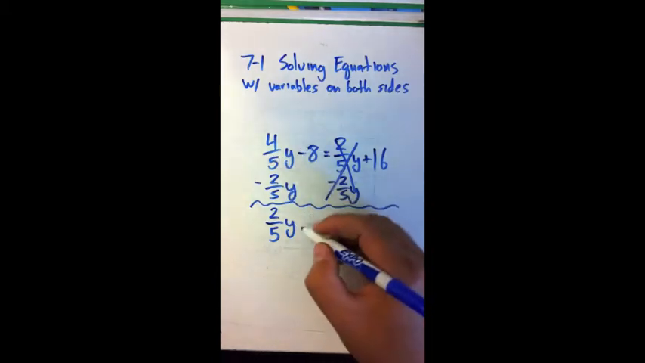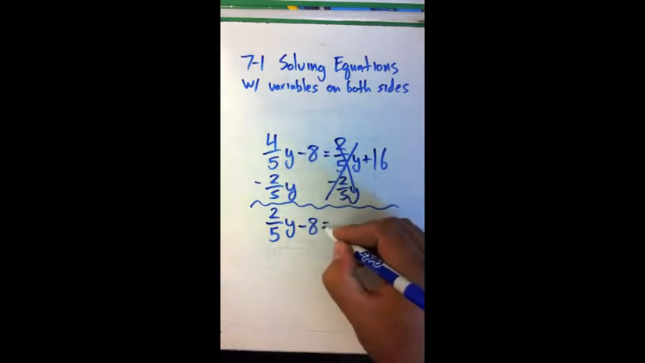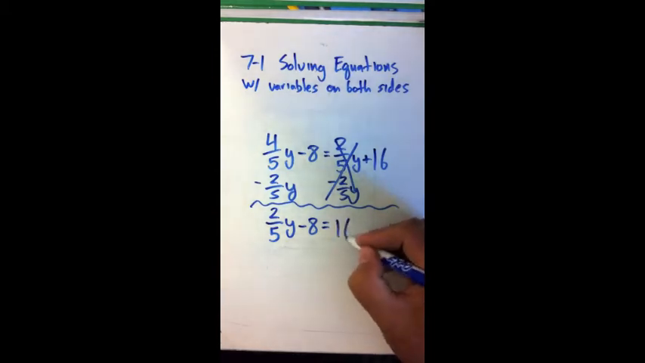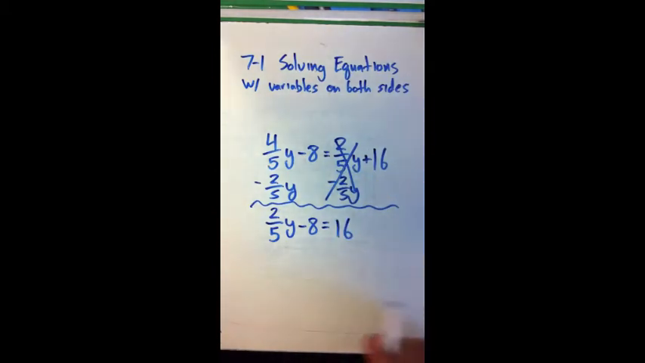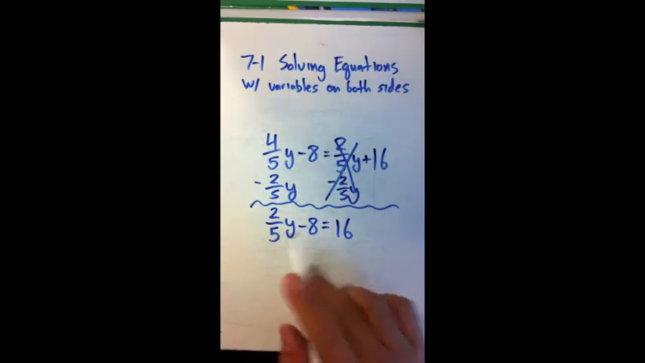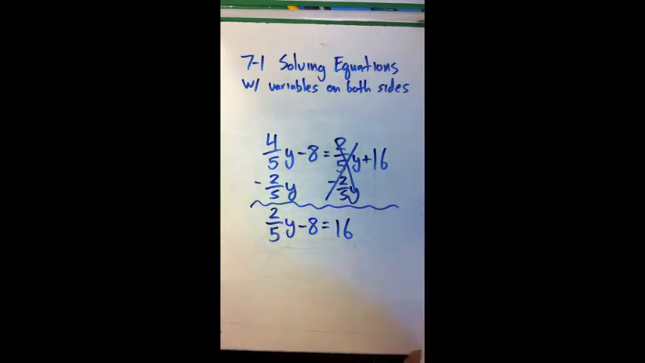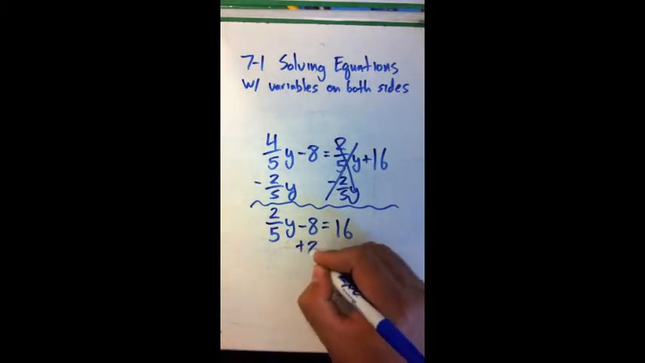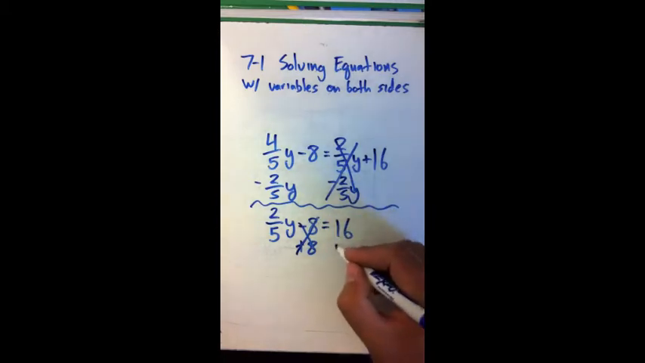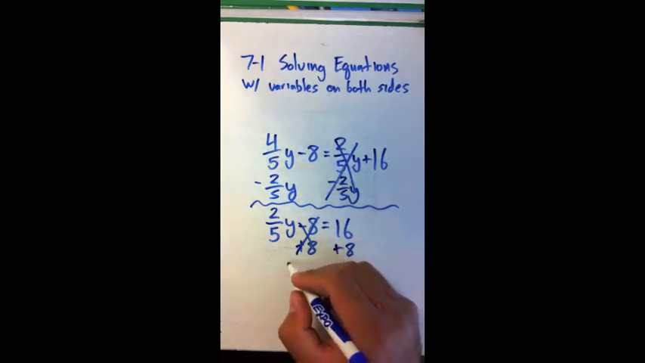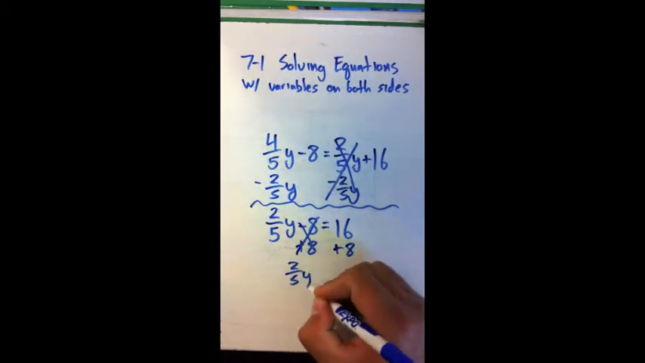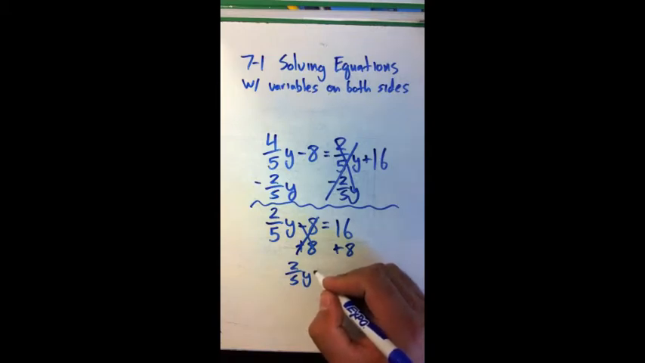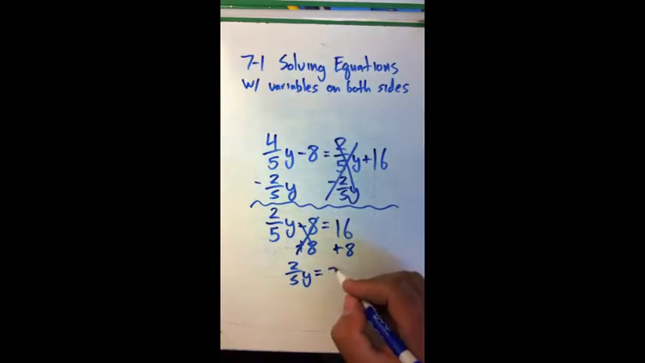So now I'm going to bring down the numbers, the constants that are left on both sides. And like I said before, you follow the same rules. So now I have the variable on my left side. I want all the constants, all the numbers, on the right side. So I'm going to go ahead and move this 8, and the way I move it is by using its opposite to get rid of it. And I'm left with 2/5 y equals 24.